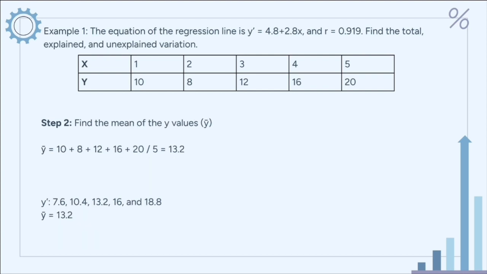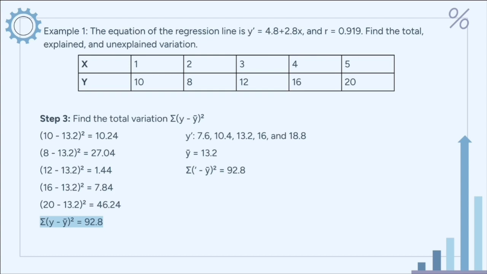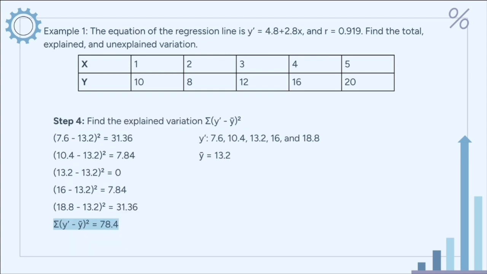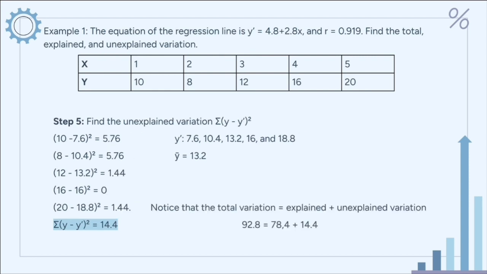Next, we use the total variation equation, which is the sum of the y minus the mean of the y, squared. The explained variation equation, which is the sum of predicted y minus the mean of y, squared. And the unexplained variation equation, which is the sum of y minus predicted y, squared. You can notice that the total variation is equal to the sum of explained variation with unexplained variation.